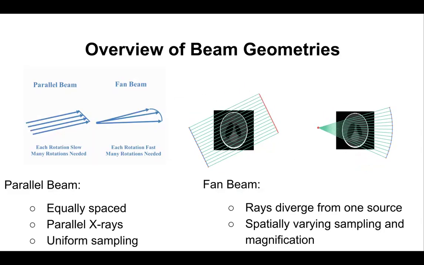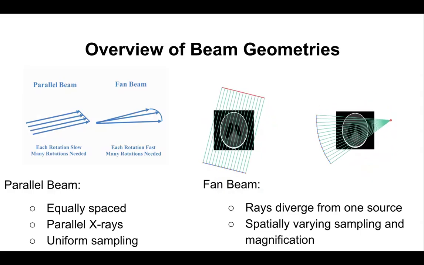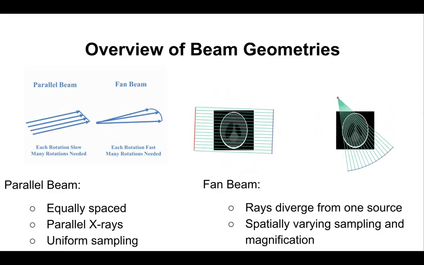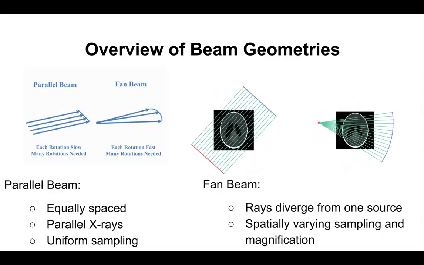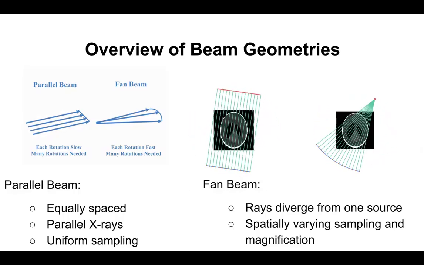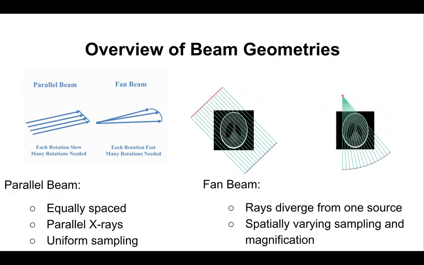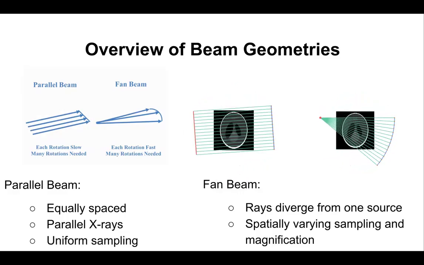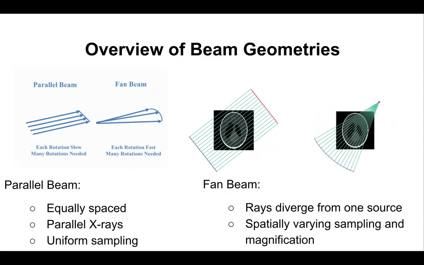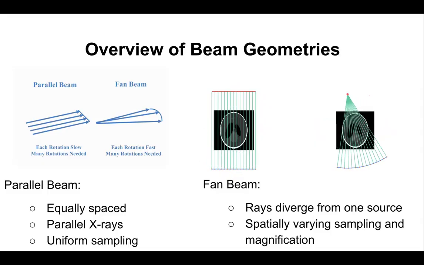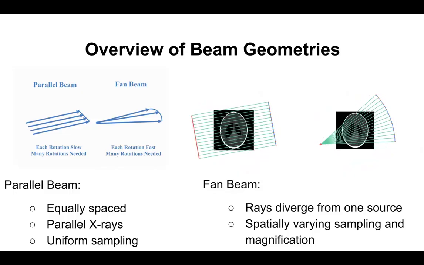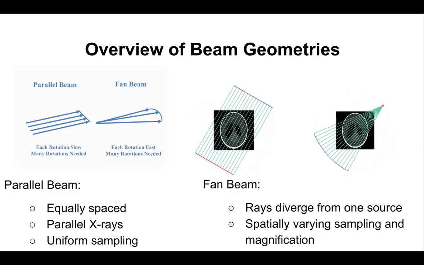First off, we will have an overview of beam geometries, comparing parallel beams and fan beams. As you can see, parallel beams are equally spaced X-rays and they provide uniform sampling. The geometry is uniform, but it is slow. And on the right, we have fan beams, which are efficient, but introduce spatial non-uniformity due to the rays diverging from only one source. And as you can see here in our illustrations, you can see how the rays move across the object of interest.